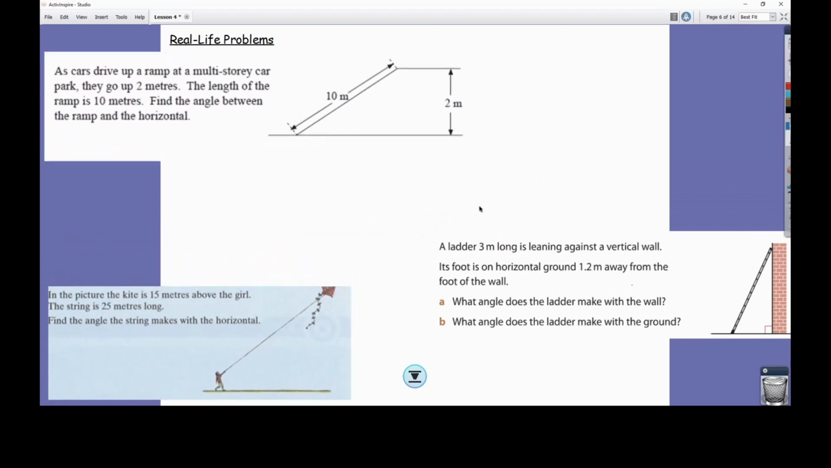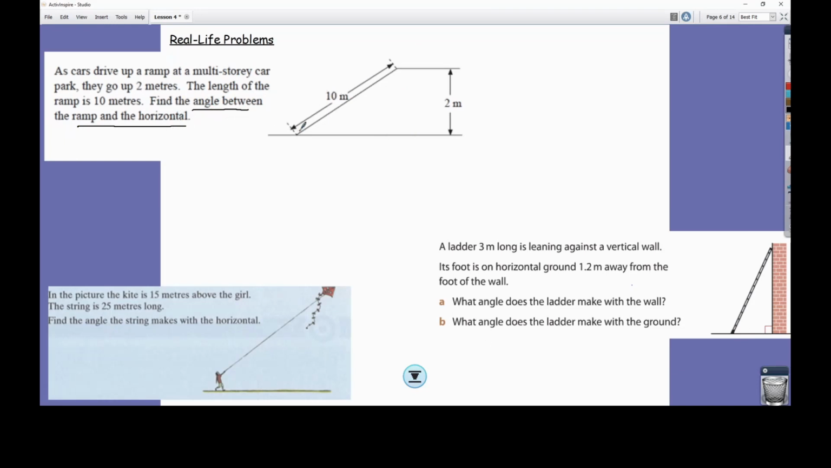So the first real life problem is given here. As cars drive up a ramp at a multi-story, they go up 2 meters. When they say up, they mean vertically up. The length of the ramp is 10 meters, and we want to find the angle between the ramp and the horizontal. So pay attention to the angle you actually want to work out. It's not entirely clear, is it?